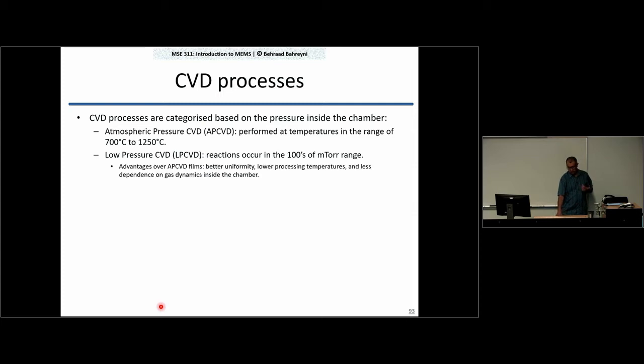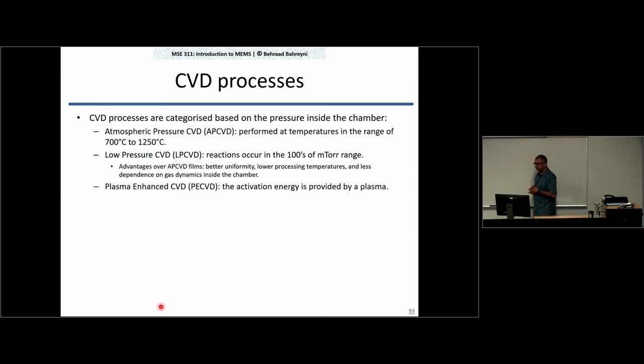And the good news is that by dropping the pressure, you also can make the reactions happen at lower temperatures as well. So in an LPCVD, low pressure CVD process, the situation is very similar to APCVD. We only drop the pressure to about hundreds of millitorr, and we get better uniformity out of the expense that we put into developing such a system.